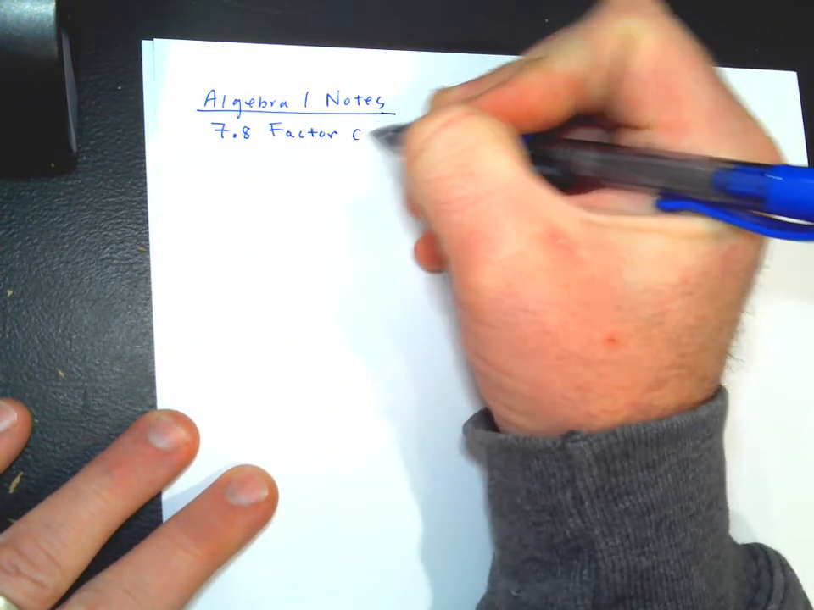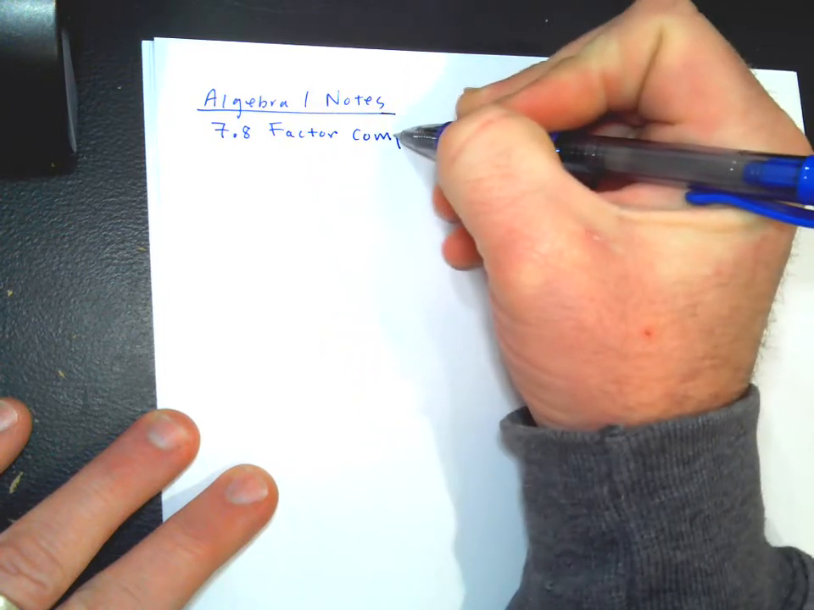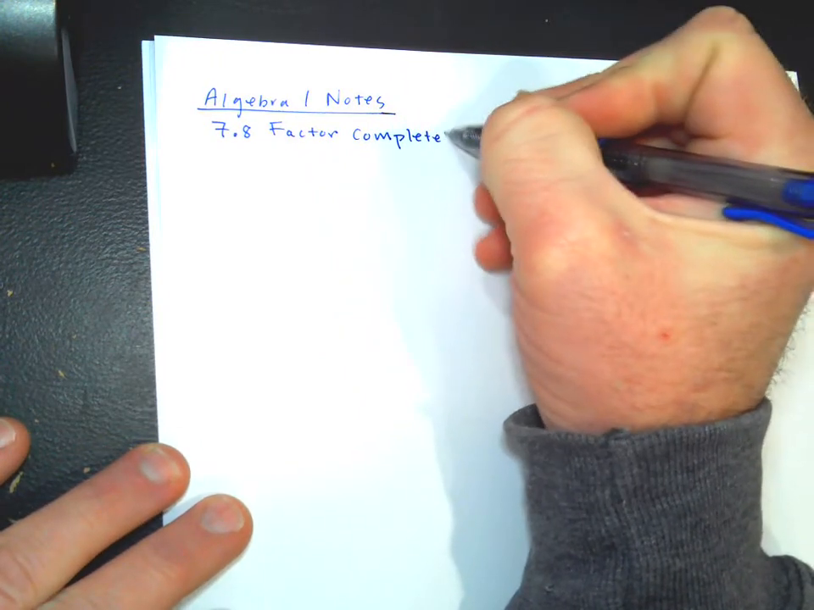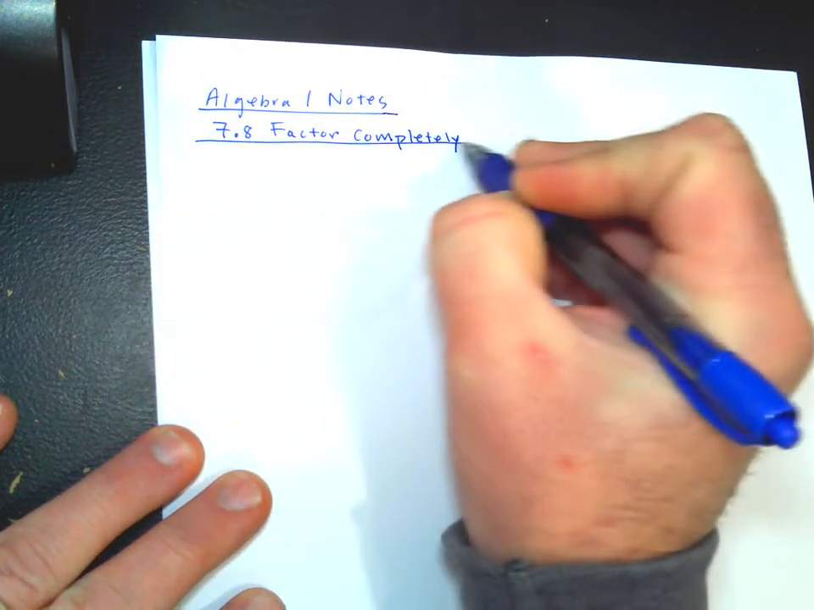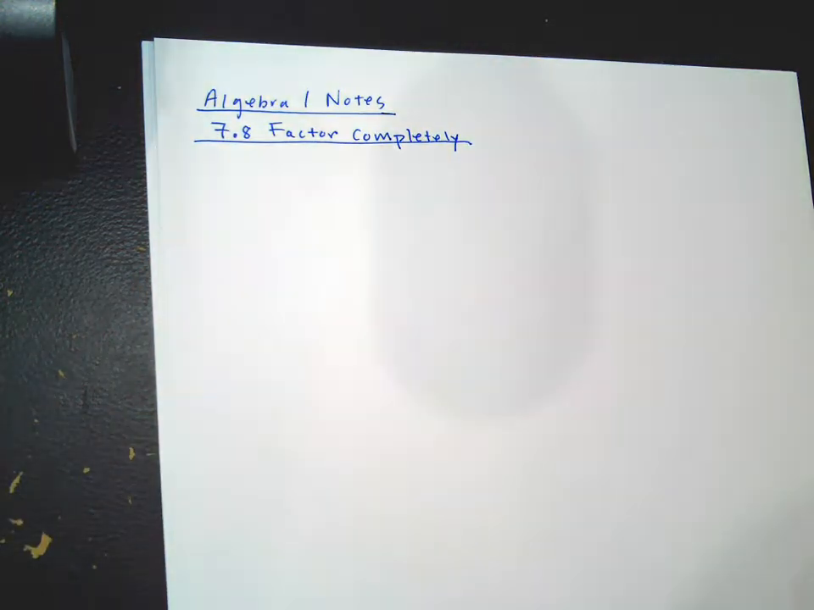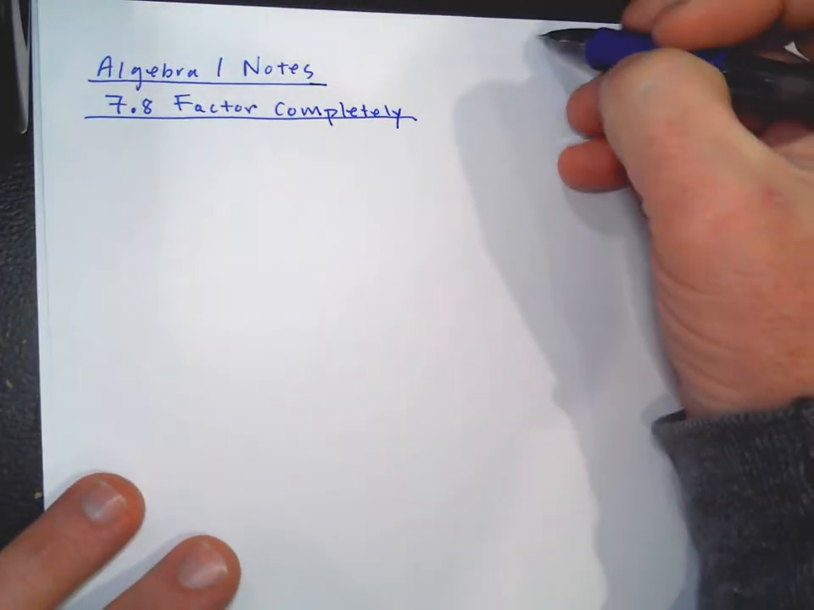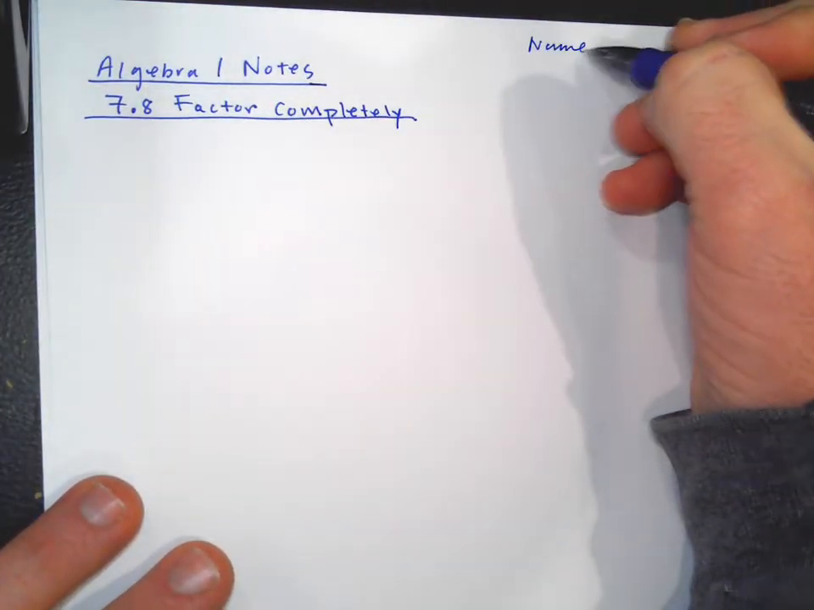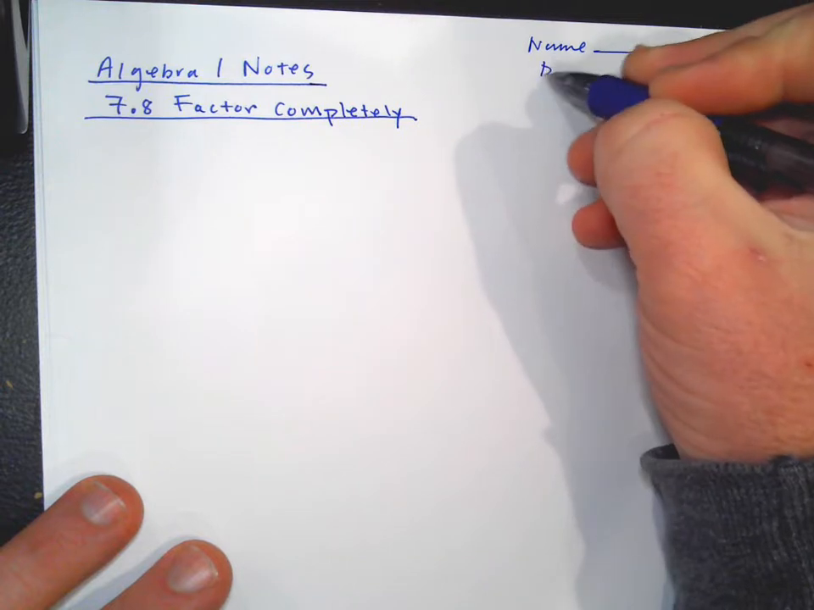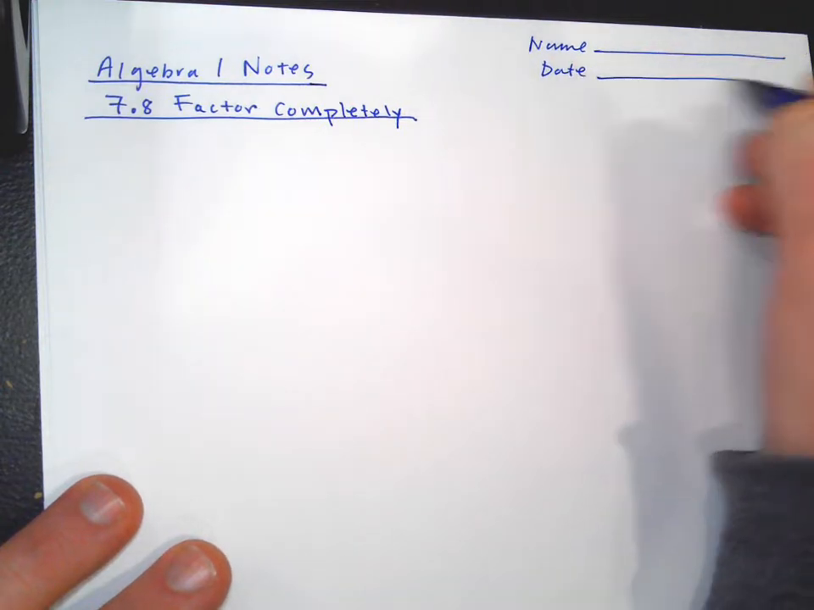Factor completely. Factoring polynomials completely. So we've learned all these different methods. There's one more actually I'm going to show you today. Should be your name on your sheet, date, period.